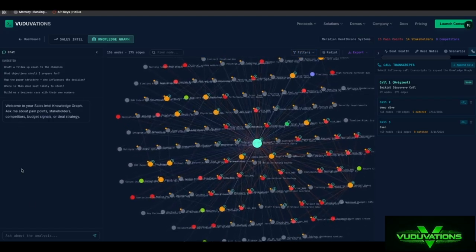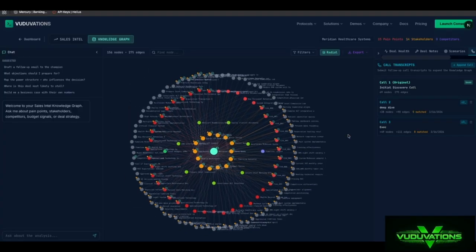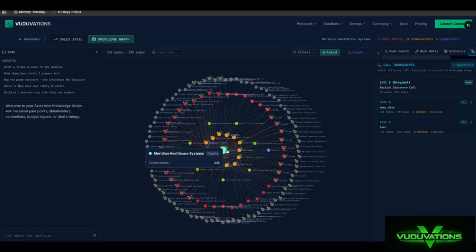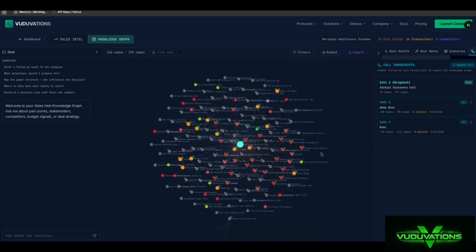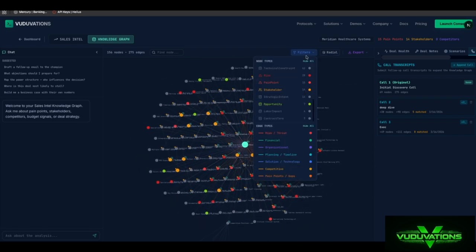Second, the radial layout is basically your deal's solar system. It reveals the power structure in a 6-ring orbit. Ring 0 is the company right at the center. Ring 1 holds stakeholders, 2 is use cases, 3 is budget, 4 covers risks, and competitors sit out on the edge in Ring 5. The closer to the center, the more central to the deal. But sometimes you gotta block out the noise to find the money. Third, let's talk strategic filtering.